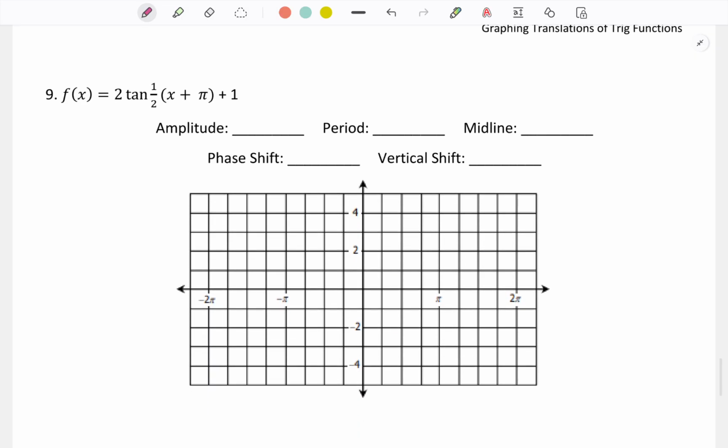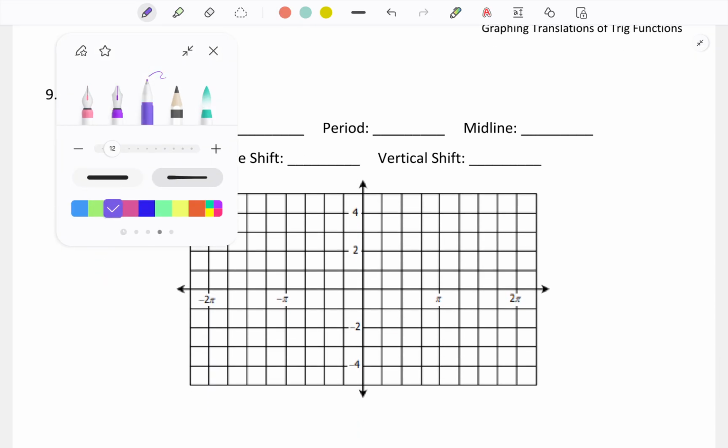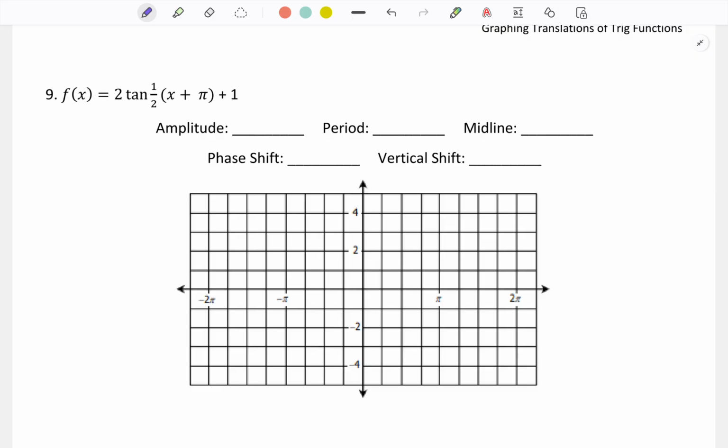Okay, so now let's go ahead and look at number 9. This will be our last problem for today, but we are going to have that shift again of both ways. So we will have an amplitude of 2, and then our period is going to be tangent, it's pi over 1/2, which is 2 pi. Our midline is going to be y equals 1 because we shift up 1 at the end of the equation. And then our phase shift is going to be left pi.